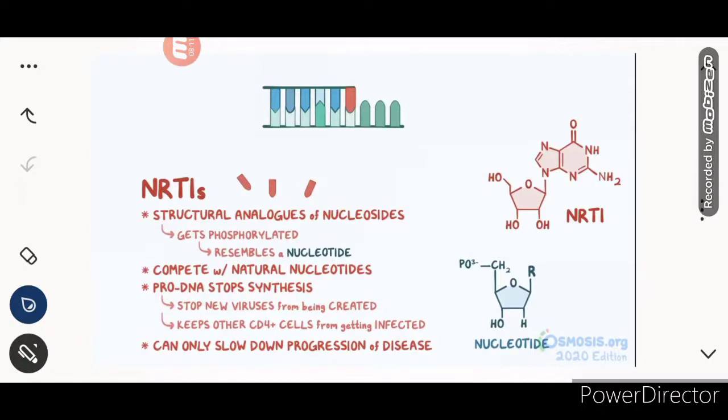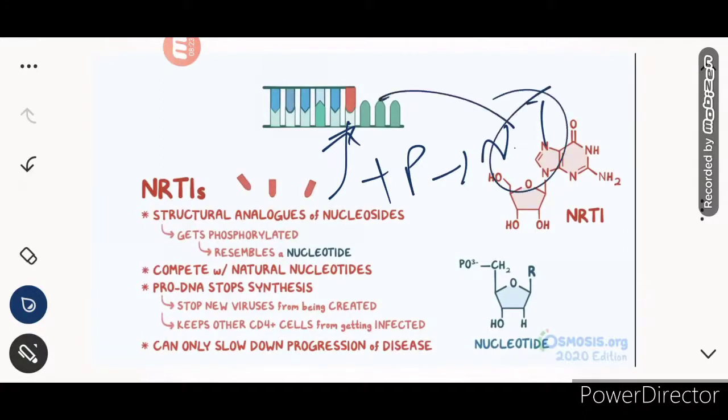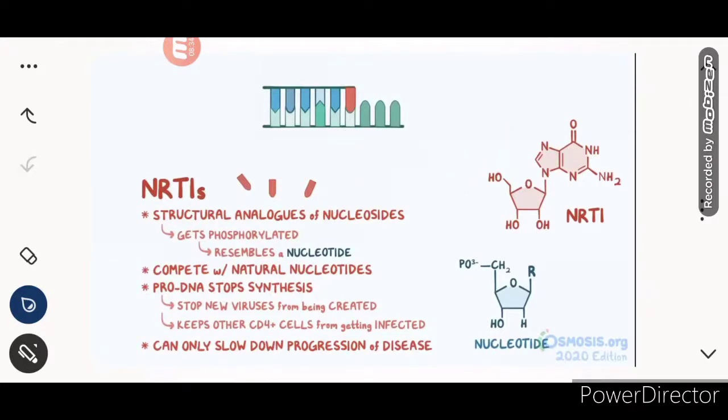Basically, when DNA is being formed, we insert an NRTI, or the nucleoside will first get phosphorylated and become a nucleotide, and this nucleotide will be inserted here, and once this is inserted, the DNA replication will be stopped, and hence the viral replication will be stopped, and the virus growth can be controlled. But remember, it will only slow down the progression, because the affected cells are not in touch with this drug, so the drug cannot do anything further for the affected cells. The cells undergoing this process, it can only stop that. So it just slows down the progression of the disease.